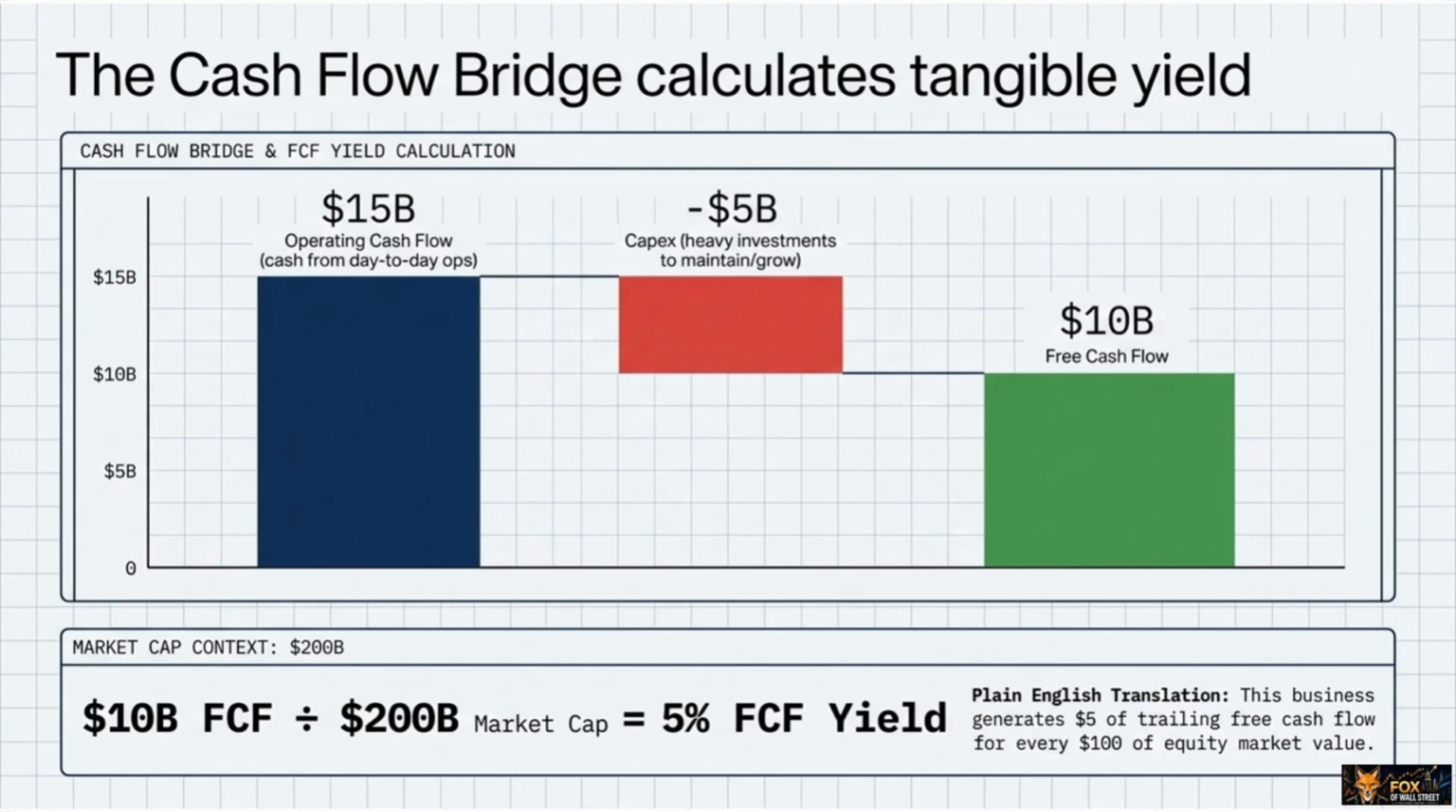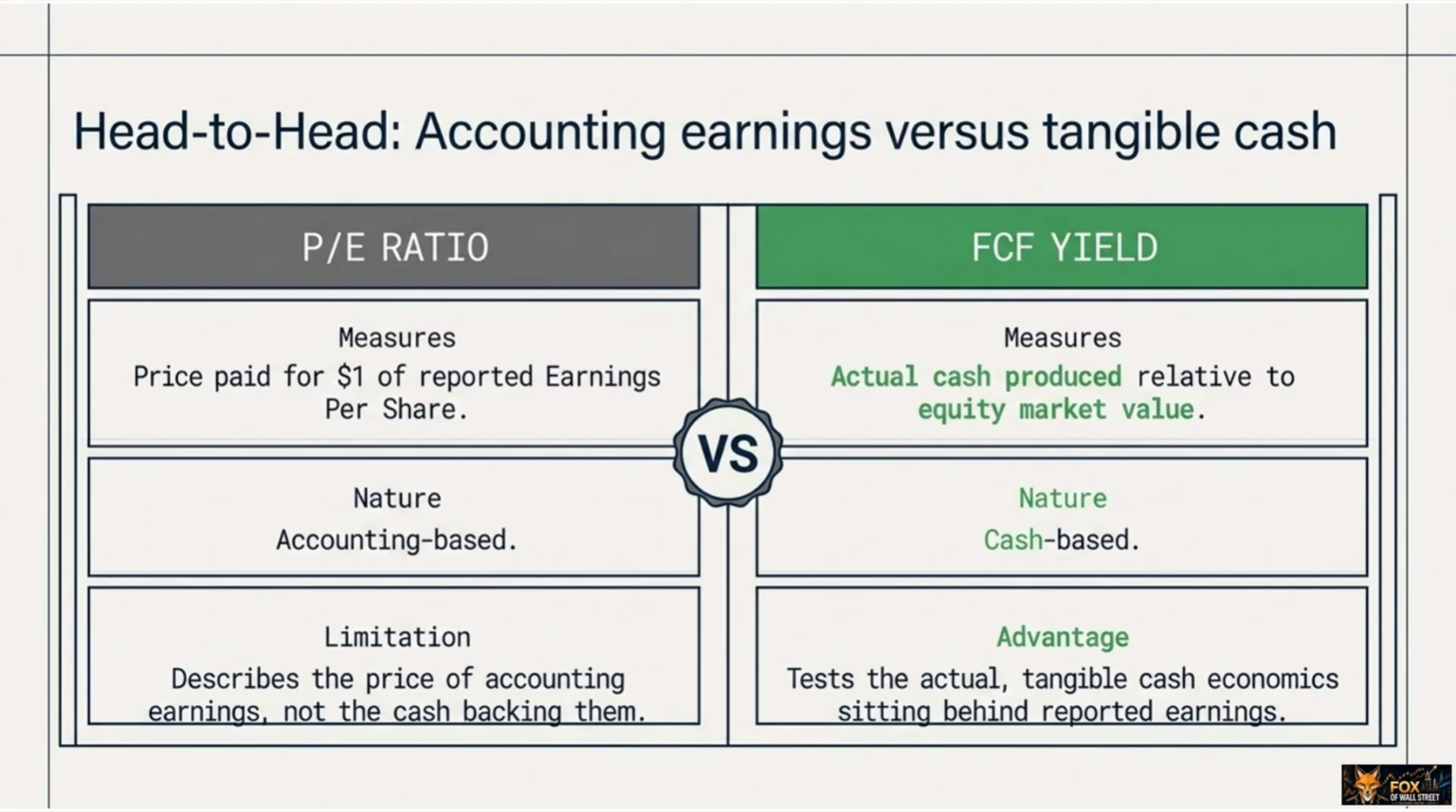Let's put some real numbers to it to make it concrete. Imagine a company generates $15 billion in operating cash flow and spends $5 billion in CapEx. That leaves $10 billion in free cash flow, right? Now, if that company has a $200 billion market cap, you just divide that $10 billion by $200 billion, giving you a 5% FCF yield. In plain English, this simply means the business generated about $5 of trailing free cash flow for every $100 of equity market value.